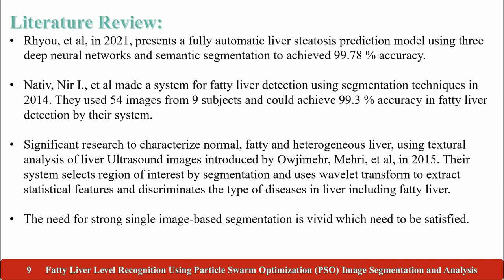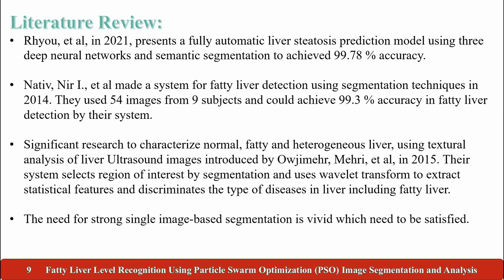Rao and partners in 2021 present a fully automatic liver steatosis prediction model using 3 deep neural networks and semantic segmentation to achieve 99% accuracy for their system. Nativ and partners made a system for fatty liver detection using a segmentation technique in 2014. They used 54 images from 9 subjects and could achieve 99.3% accuracy in fatty liver detection by their system.